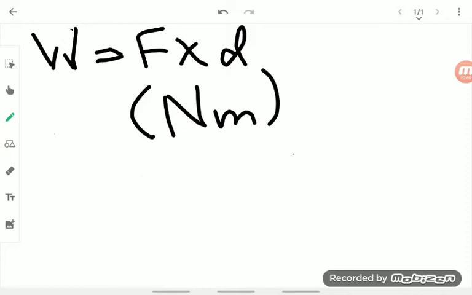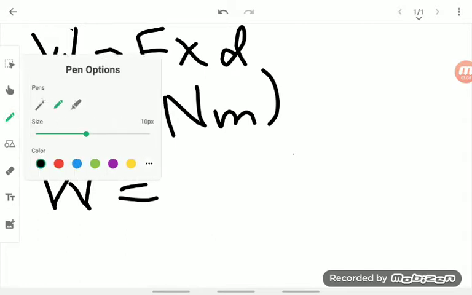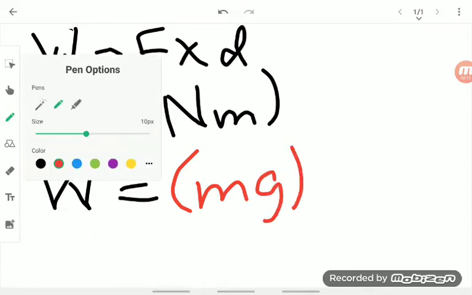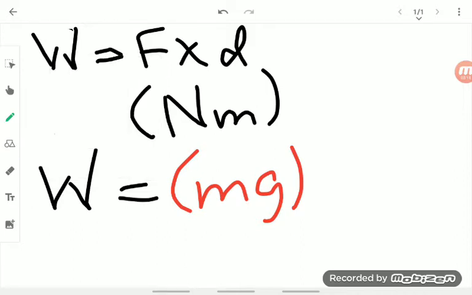Now sometimes when you lift an object, you do work on the object. If you lift an object, you have to do work against gravity. So sometimes work is done against gravity. When work is done against gravity, then the force is the weight of the object. And if you remember from the topic that we did in third form, weight is equal to mass times g. So weight is equal to mass times g, and then we multiply that by the distance that you lifted, which is the same thing as height. So this is if we're finding the work done against gravity.